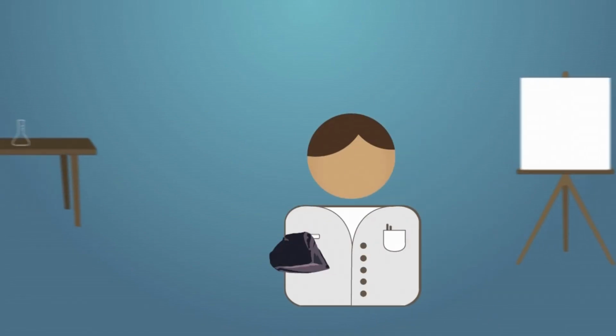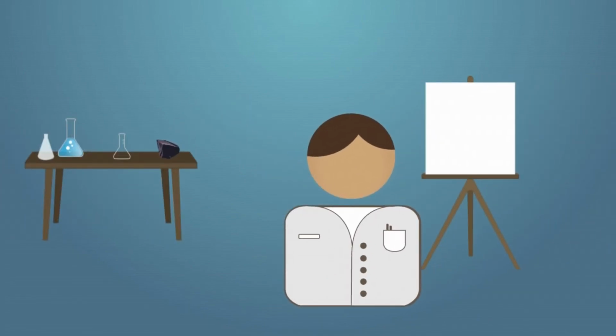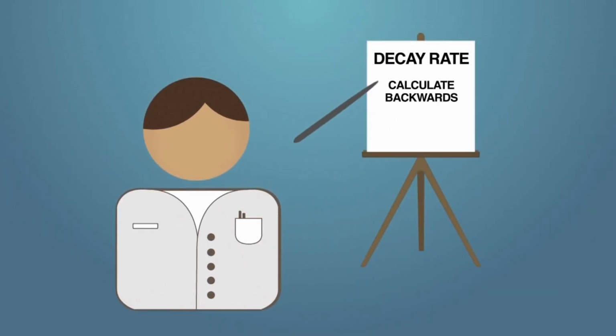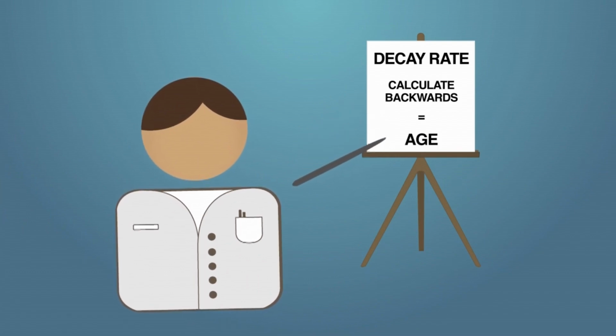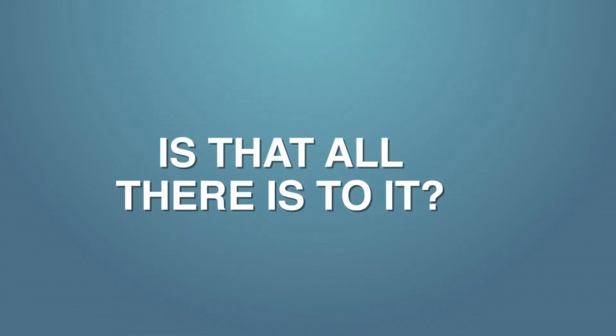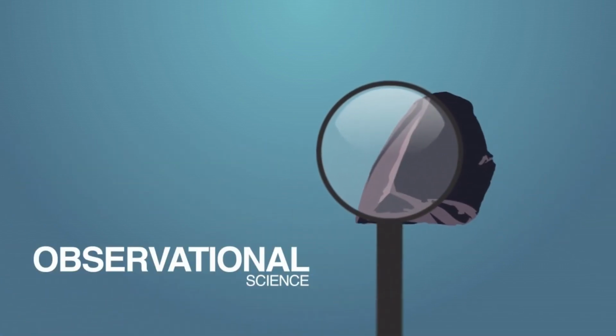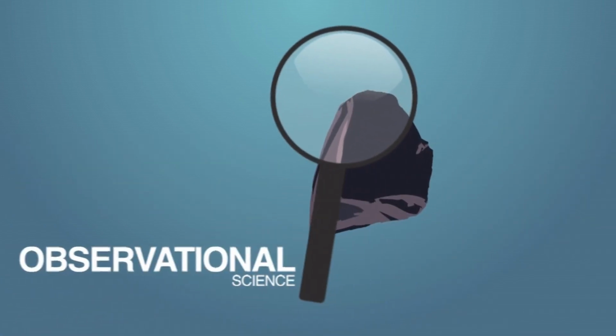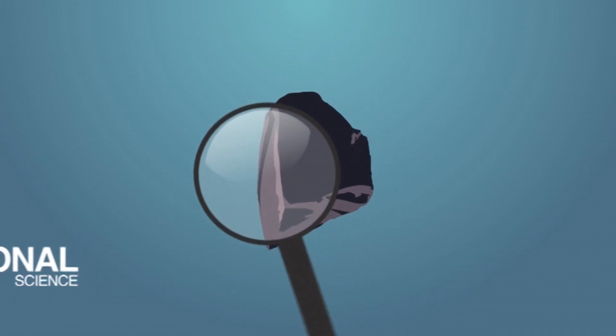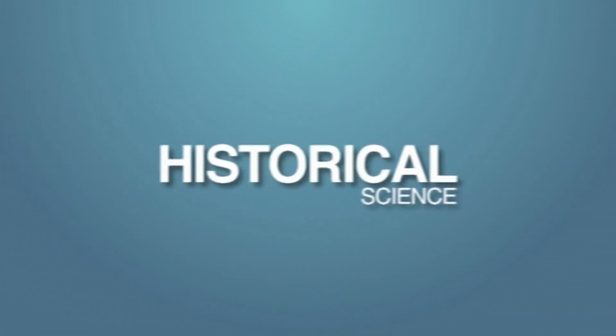Now, of course, that can be measured in a laboratory, and it is assumed that since we know the decay rate, we can calculate backwards and come up with the age of the rock. But is that all there is to it? Here's where it gets tricky. It's true we can measure a decay rate using observational science, but there's another kind of science that is required to accurately calculate dates for rocks, and that is what we call historical science.